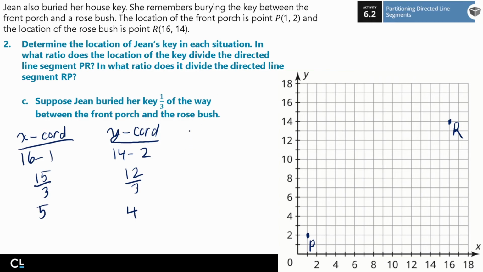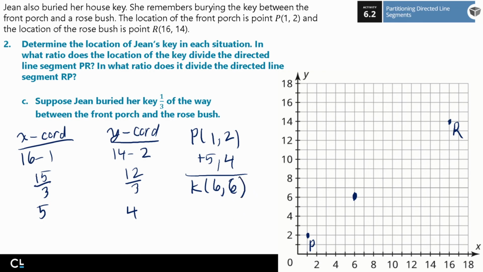So what we can then do is start at P, because it says suppose Jean buried her key 1/3 of the way from the front porch to the rose bush. So we start at our front porch, P, which is 1, 2, and we add 5 to my x and 4 to my y. So our key is going to be at 1 plus 5 is 6, 2 plus 4 is 6. So it's going to be at 6, 6. There is our first point.